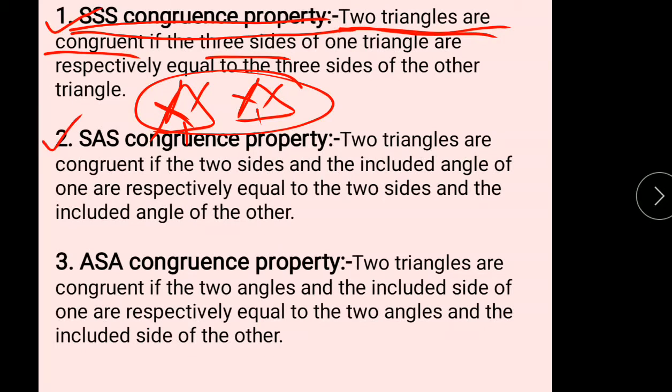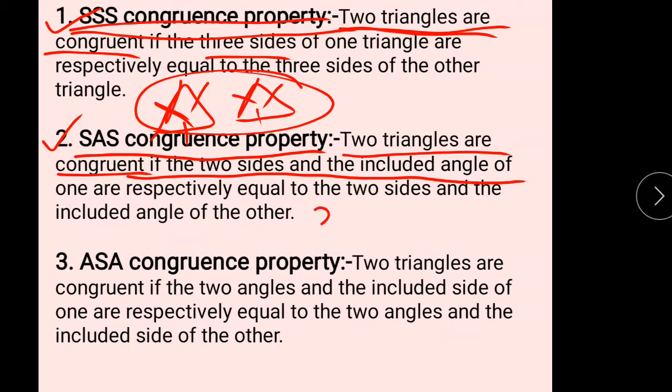So here you have heard the term. The S stands for side, A stands for angle, and S of course again stands for side. So here it is the side-angle-side congruency property. What does this actually mean? Two triangles are congruent if they have two sides and the included angle.